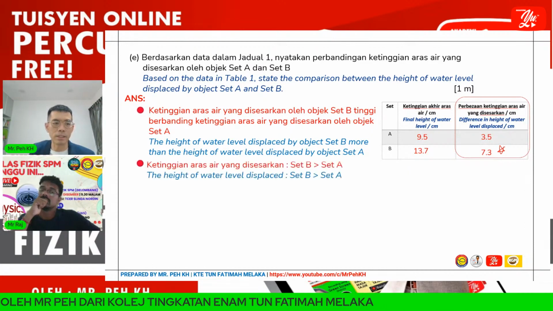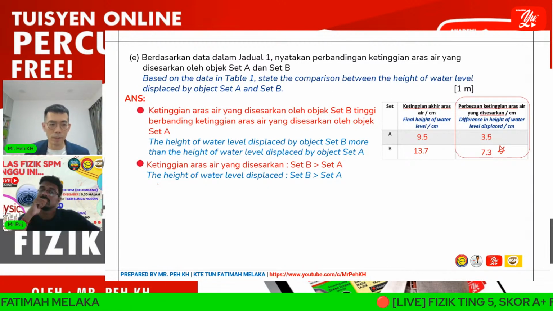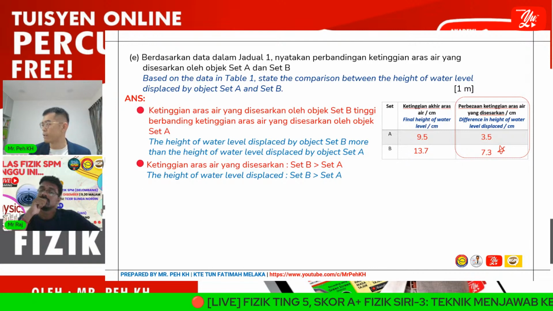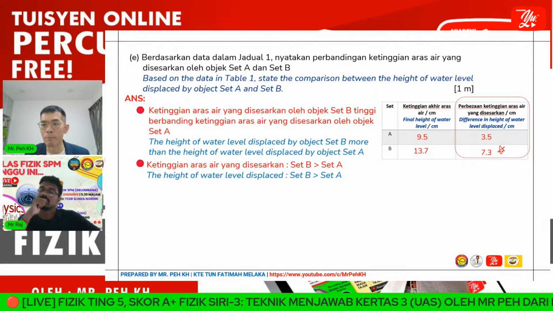Okay, then the next here, just like I also mentioned to you, you can give your answer as simple as using a symbol. So here the height of water level displaced will be set B greater than set A. Okay, so this will be the answer reference for E. So you can get 1 mark.